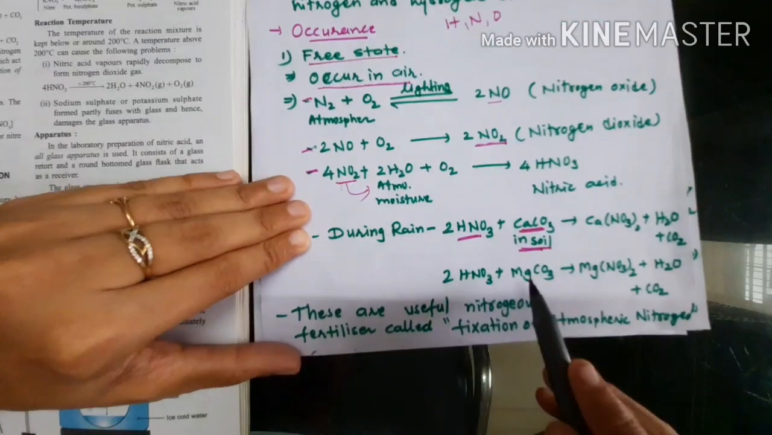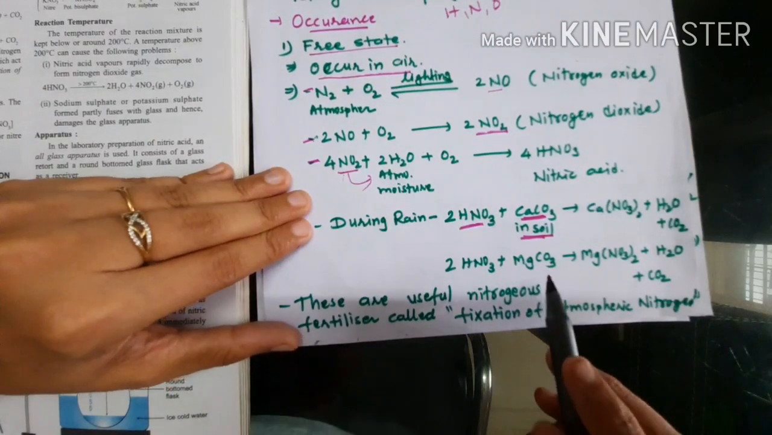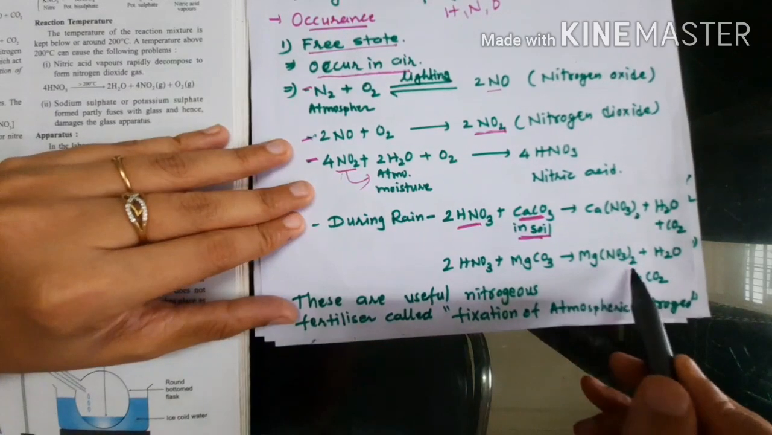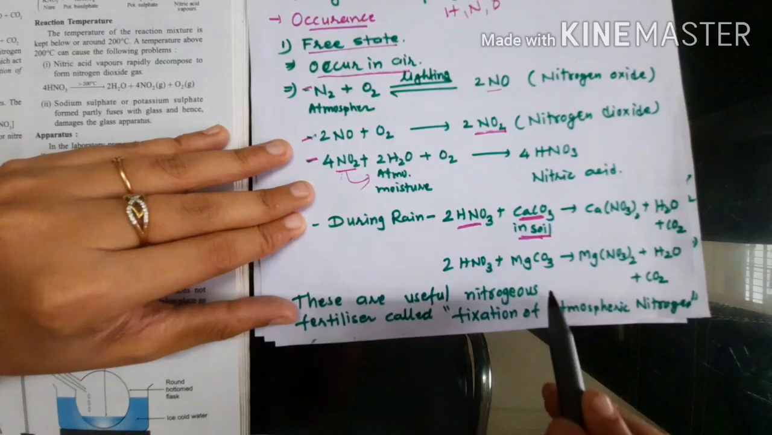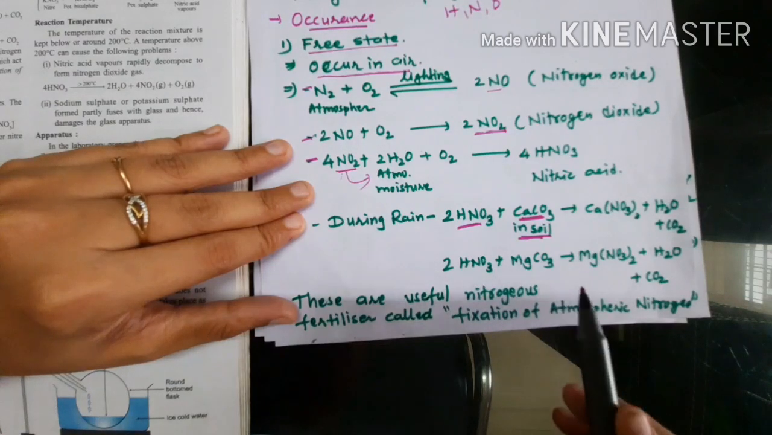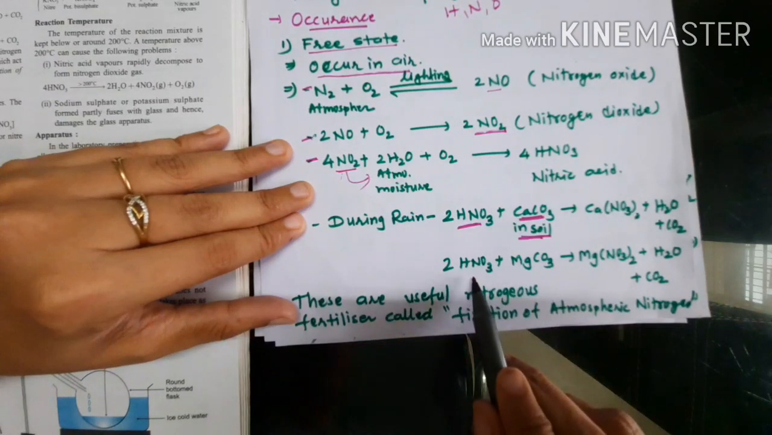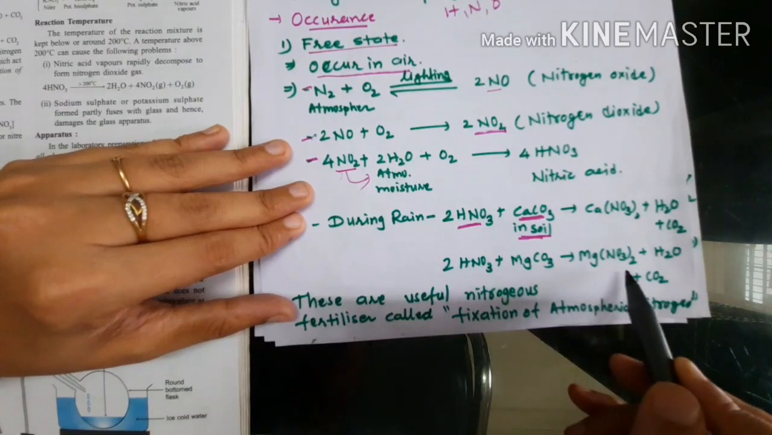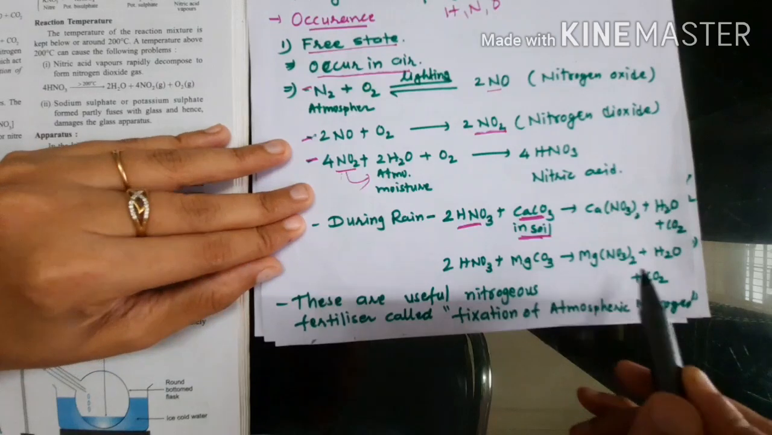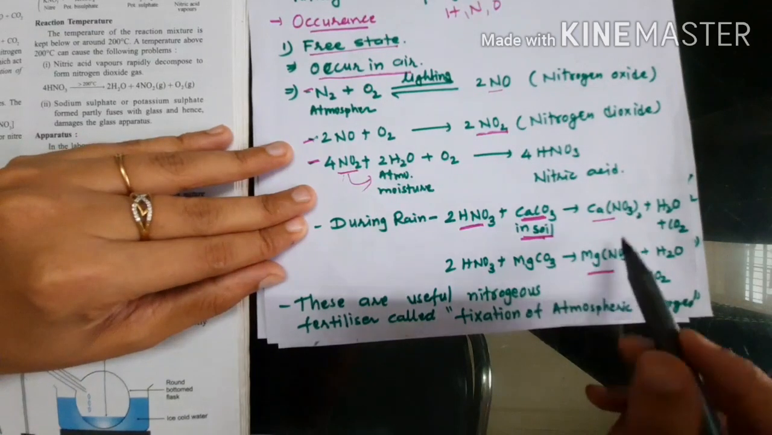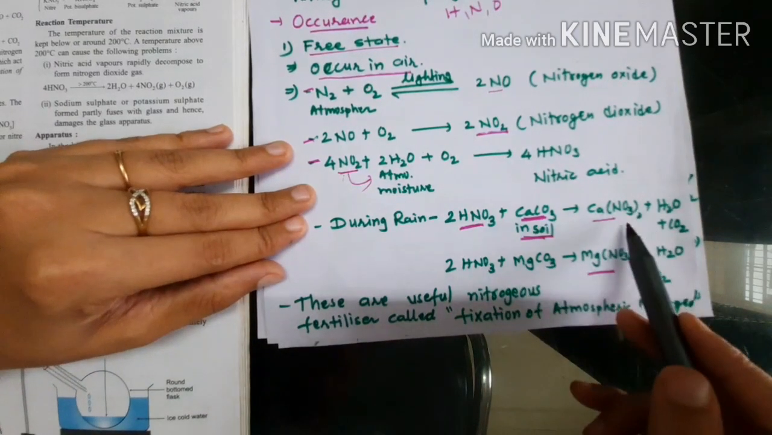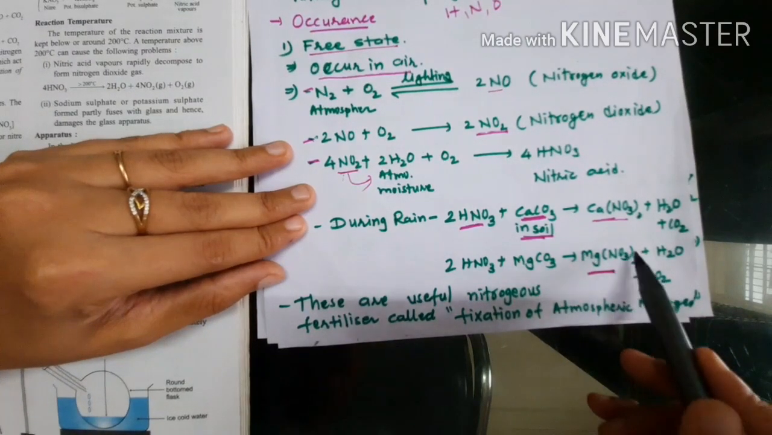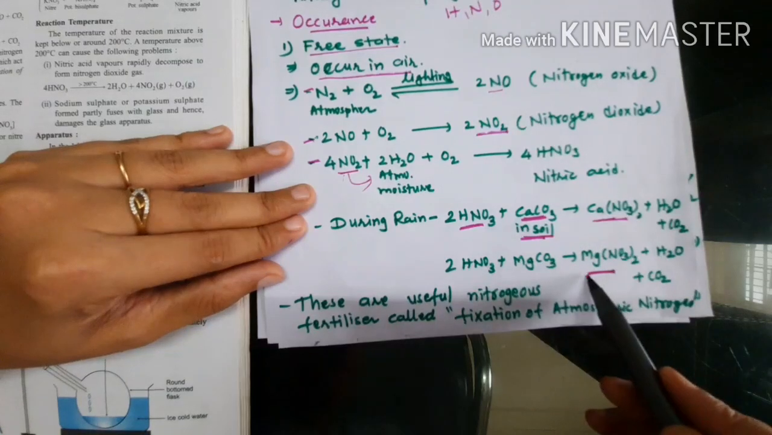Similarly, magnesium nitrate is also formed. The magnesium carbonate present in the soil reacts with the nitric acid coming through the acid rain and converts into magnesium nitrate. So both of these nitrogenous compounds are useful.